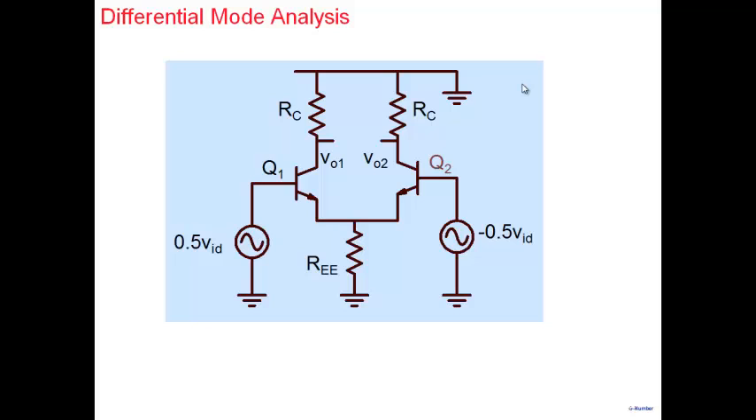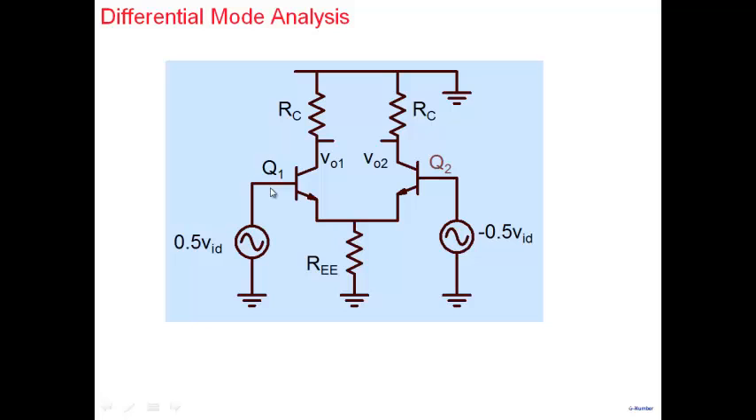Alright, so in differential mode analysis, note, the signal is purely differential. On one side I have 0.5 VID here, on the other side I have minus 0.5 VID here. If you take the average of these two, the average is 0, which means there's no common mode signal in my circuit at all. That's why we're calling it pure differential mode analysis. And in this analysis, I would like to find out, when the signal is purely differential in nature, what is my V01, what is my V02, or what is the small signal current that is going in.